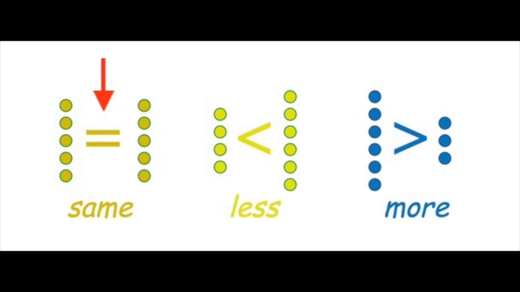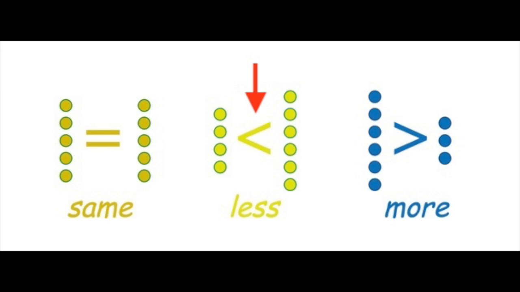Right here, the red arrow is pointing to the equal sign. On either side of the equal sign, you'll see 5 dots, or circles. There's 5 on one side and 5 on the other. If we compare those two, we'll say they are the same. That's what's written underneath, S-A-M-E, same. So equals means the same. We have the same number on either side. Move to the next one.